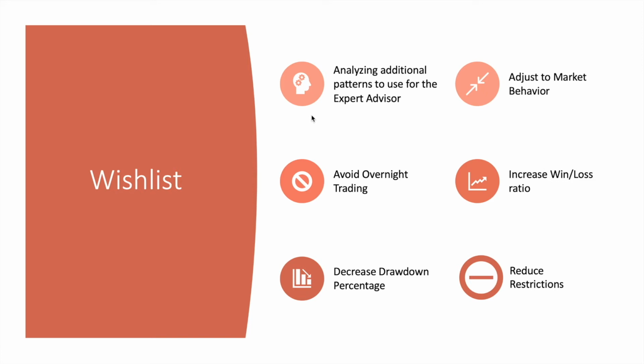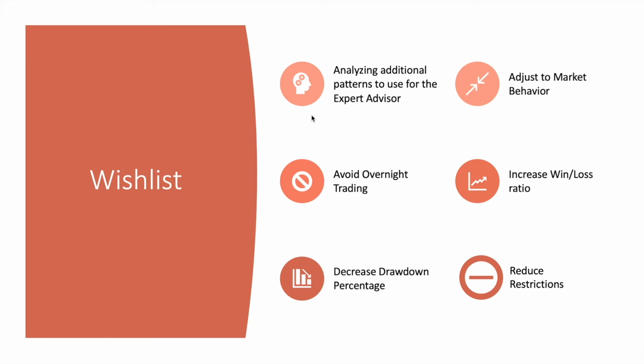Adjusting to market behavior is similar to the Fibonacci retracement, especially with the false negatives and false positives being very frequent. If the expert advisor can adjust accordingly, that would be beneficial in the long run. We do have a few methods implemented into the Bollinger Band and the MACD, but it does need some refinement. Avoiding overnight trading is straightforward. And I've been mentioning reducing restrictions as a huge thing, and increasing the win-loss ratio and decreasing the drawdown percentage.